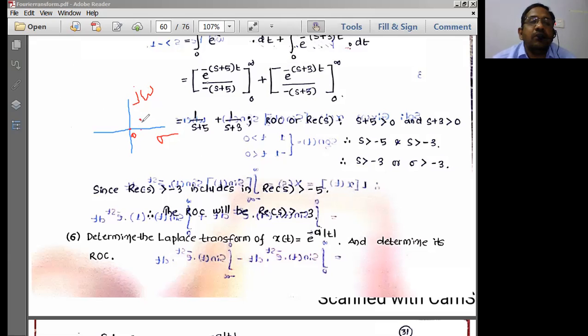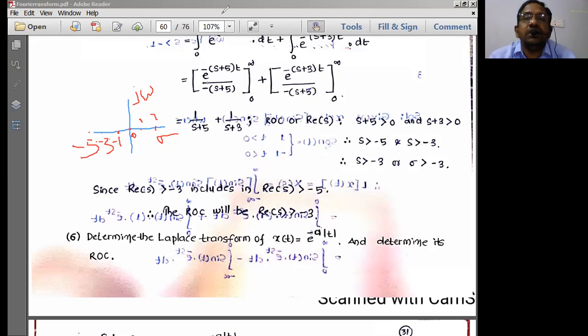So I'll be having here 1. I'll be having here 2. Like that, I'll be having here minus 1, and so on up to minus 3. I can write this as minus 3. And I'll be having here, say, minus 5. So these are the various values I'll be having.